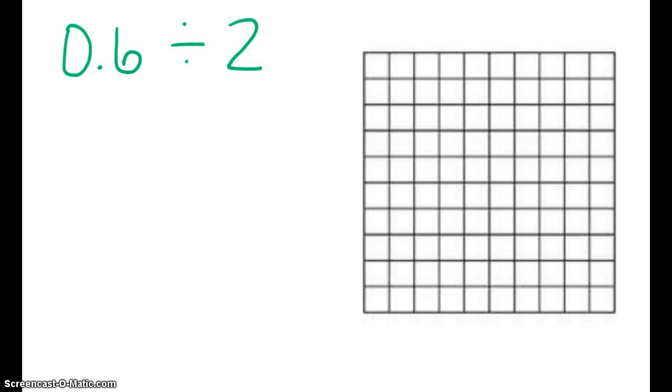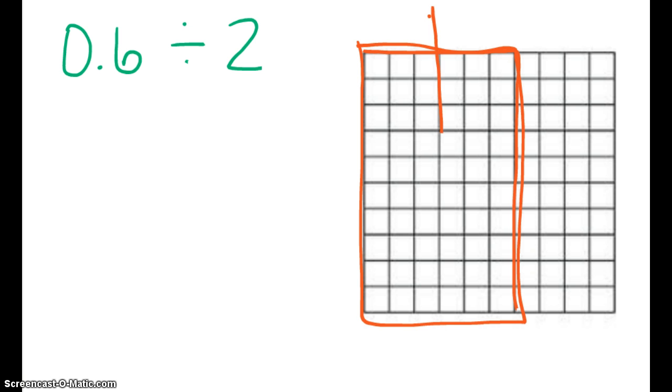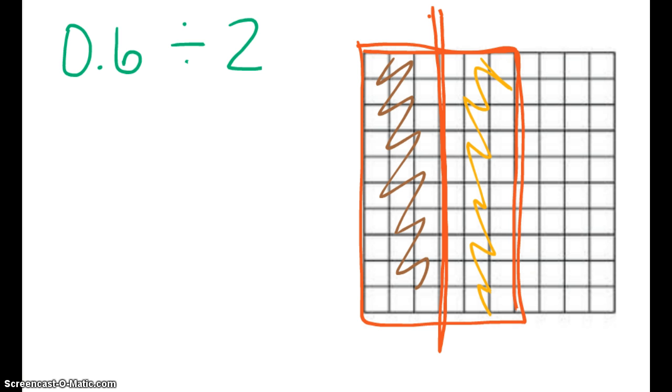Dividing decimals. 6/10 divided by 2. I'm going to mark out 6/10 and split those 6/10 into 2 pieces. How much do I have in each piece? I have 3/10 in each piece. So 6/10 divided by 2 is 3/10.